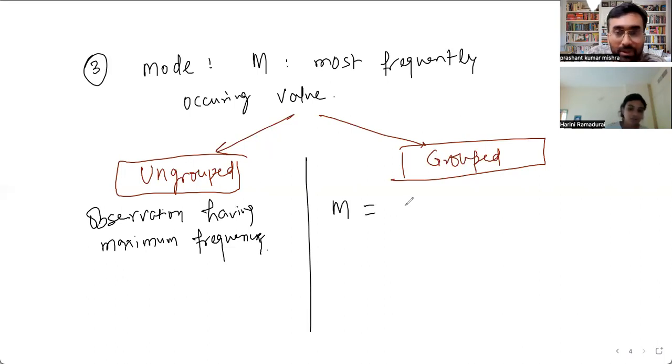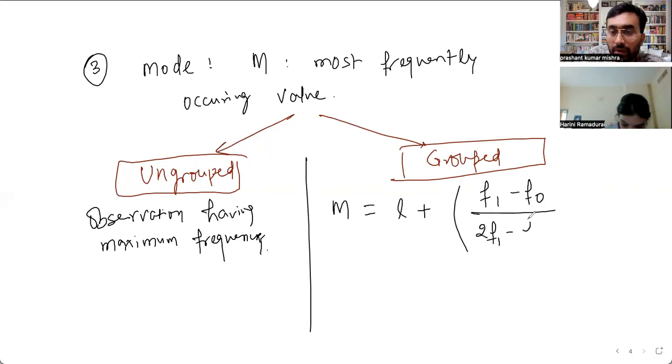And for grouped data, M is going to be L plus (F1 minus F0) over (2 F1 minus F0 minus F2) times H. I think you must have memorized this formula, no? Because you memorize it like 1, 0, 2.